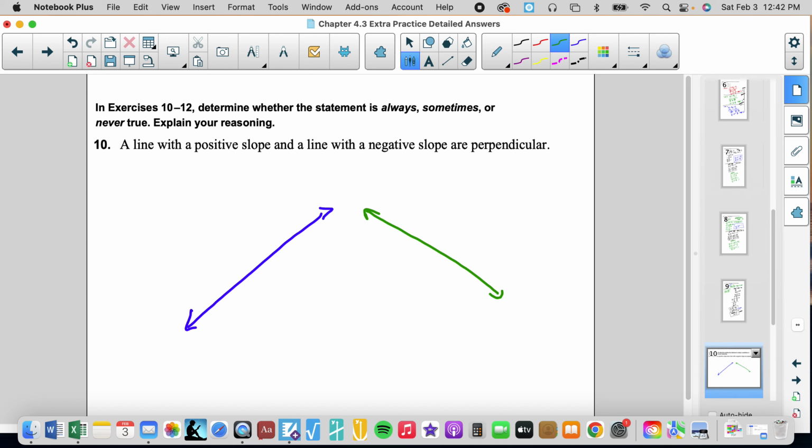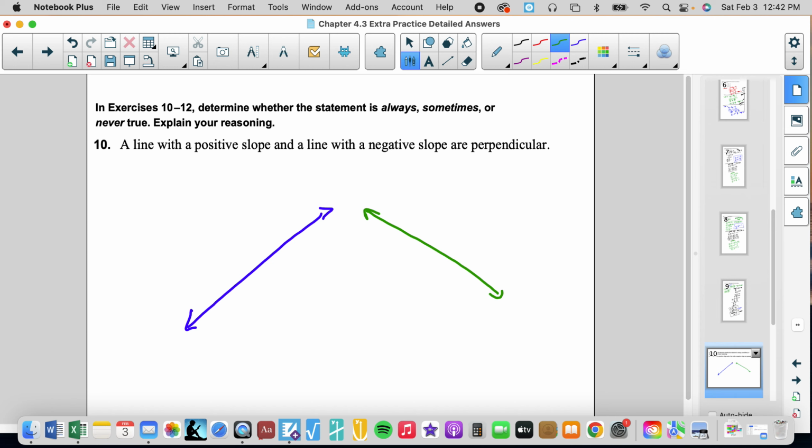The answer says sometimes. It is possible for two lines to be perpendicular because the signs of the slope of perpendicular lines are opposite, but not all lines with slopes of opposite signs are perpendicular. That doesn't tell me which one. You can't do 0. Could you do 0 and negative 0? No, that's not positive or negative.